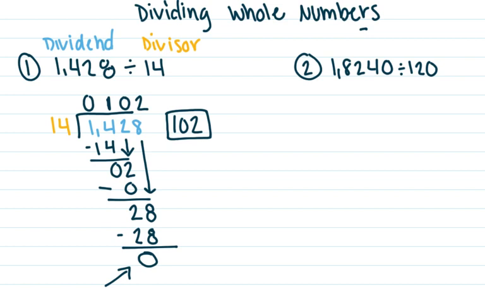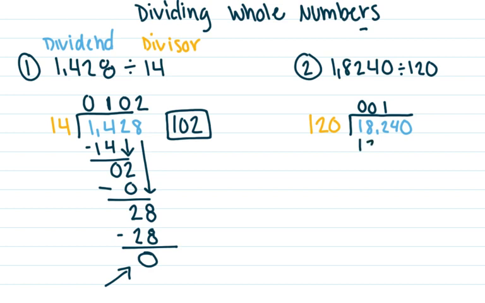Let's take a look at number 2. Remember that your first number is the dividend, so it is going to go inside of your division house. That comma is in the wrong spot there in that number. And our second number here is the divisor, and it goes outside of the division house. Now, 120 does not go into 1. 120 does not go into 18, but 120 does go into 182 only one time.